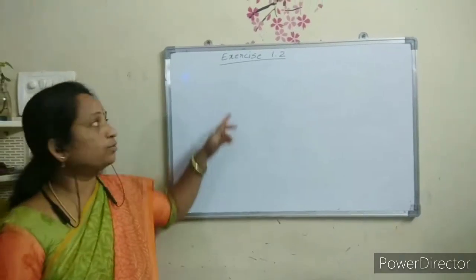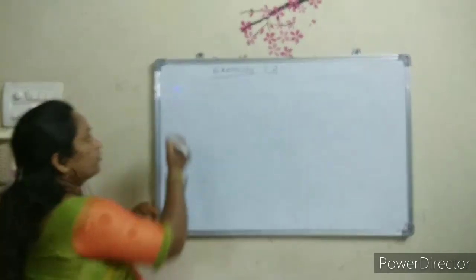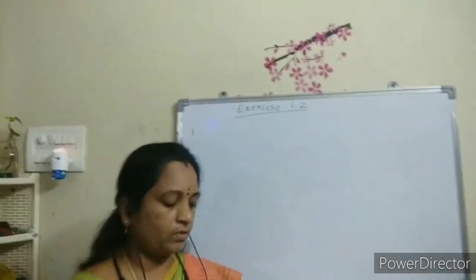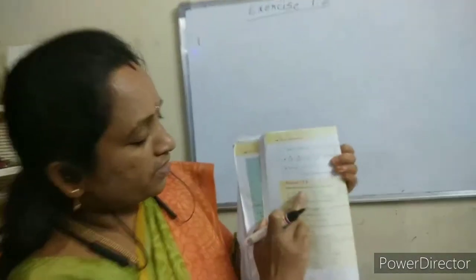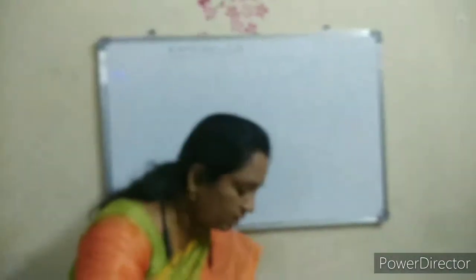Now let us continue our exercise 1.2. Here your first question is: classify the following numbers as rational or irrational. There are 6 questions and we have to find out whether they are rational or irrational. Now I'll do 2 problems and the rest of the problems you have to do as homework, children.